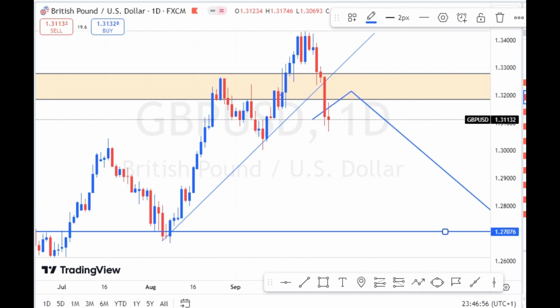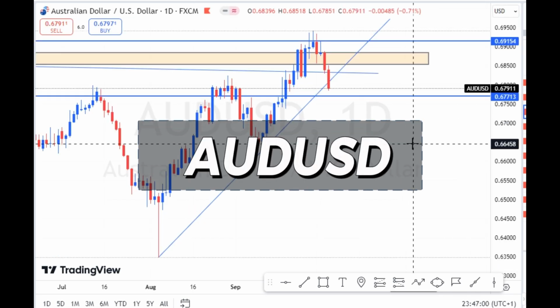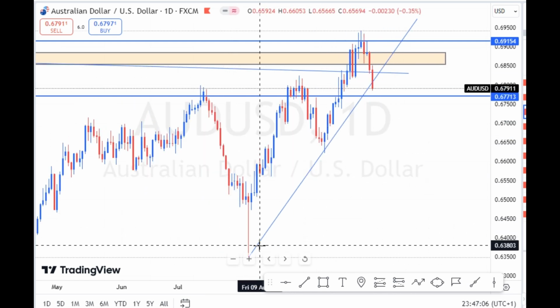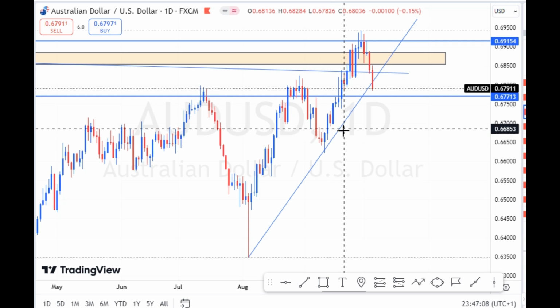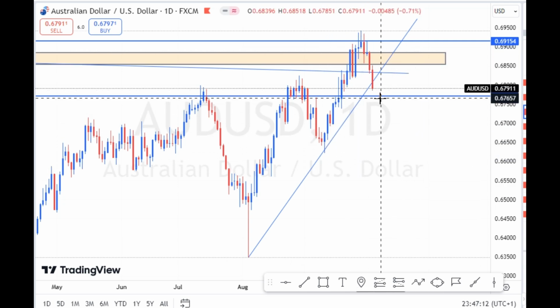The next pair I'll be looking at now is the Australia USD. Australia USD on the daily chart has also broken our trend line. You can see previously we had a lower low and a higher low. So what we expect from the Australia USD now, so long as price has broken our trend line on the daily chart, is that the market will also drop.